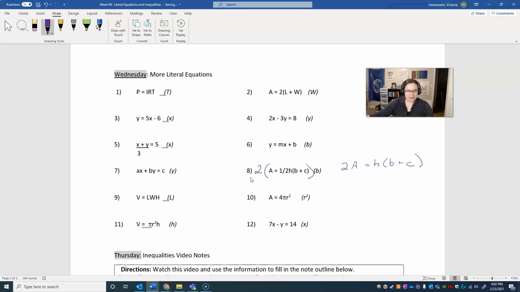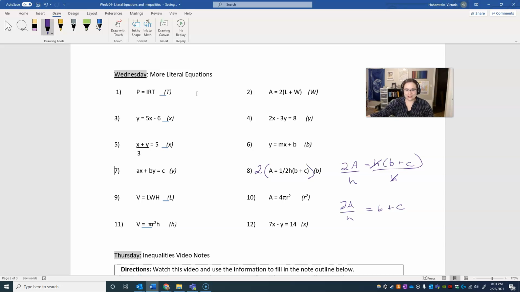All right, still solving for B. So I have H times the quantity. I'm going to divide by H to get the H away from the outside of the parentheses. And I cancel that, and that gives me 2A over H equals B plus C.